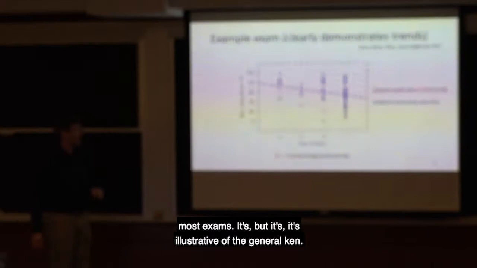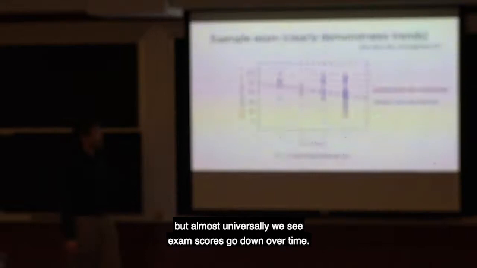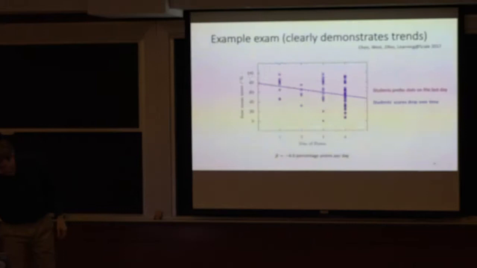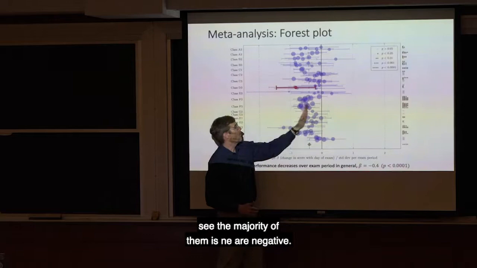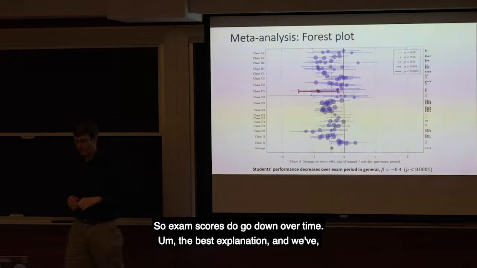Most of them, the slope is much more narrow, but almost universally, we see exam scores go down over time. So we did a big study of this, and this is the slope. This zero would be if exam performance didn't change over time, and you can see the majority of them are negative. So exam scores do go down over time.